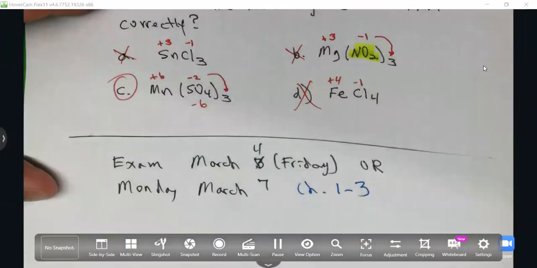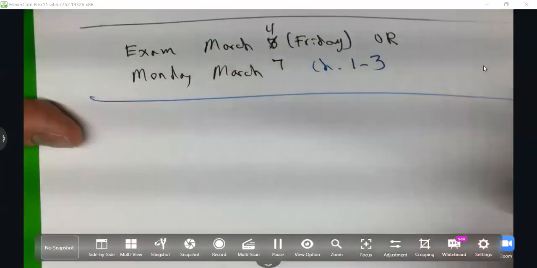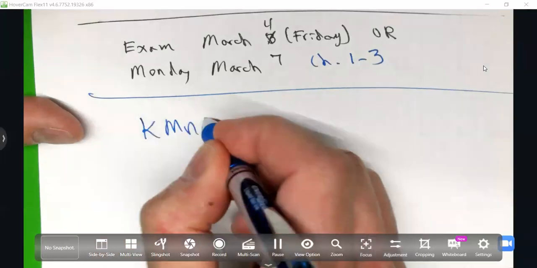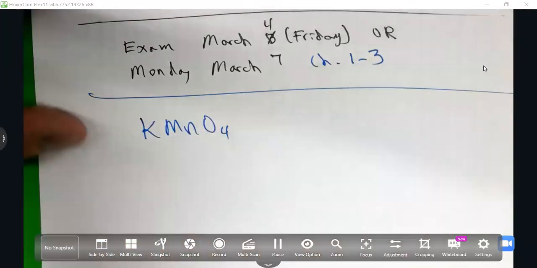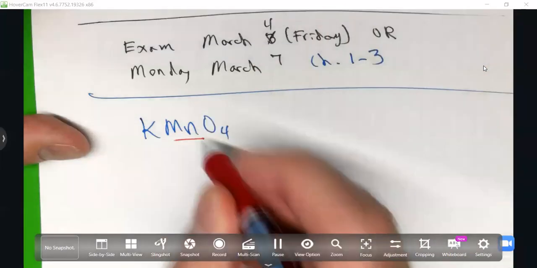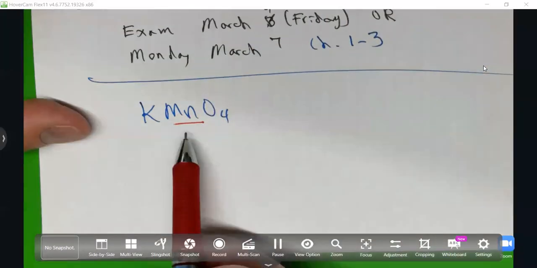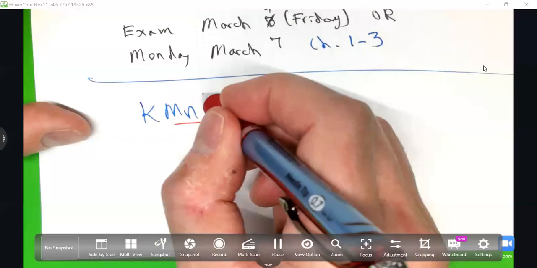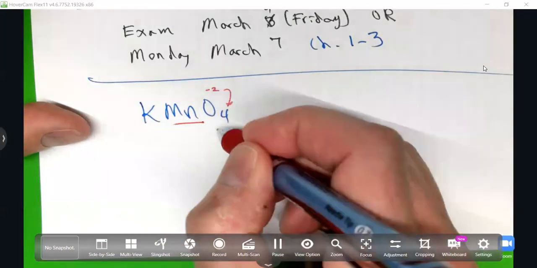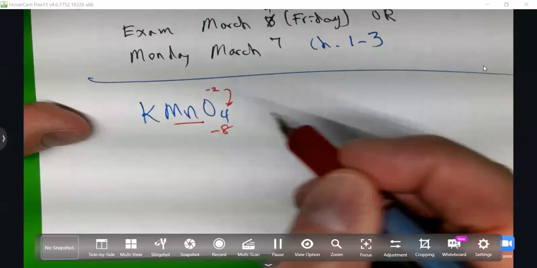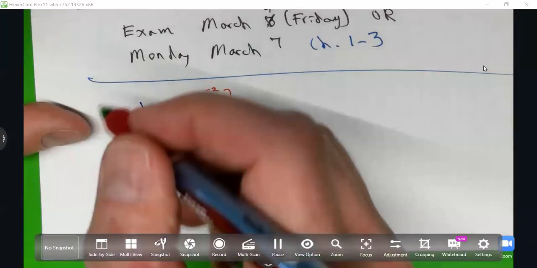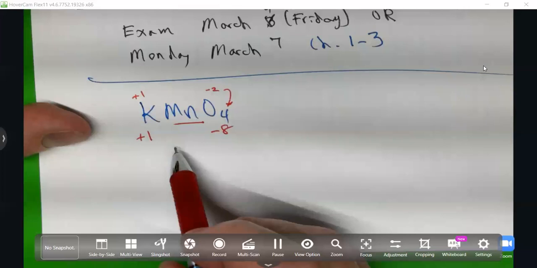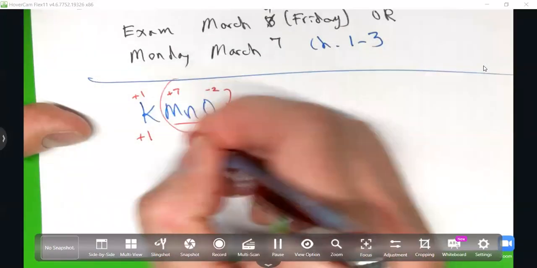Okay. So again, you end up with like KMnO4. This is a very common one. So if we wanted to figure out the oxidation state of Mn in this, this right here is -2 always. That gives us -8. Potassium is always +1. So this manganese is a +7.